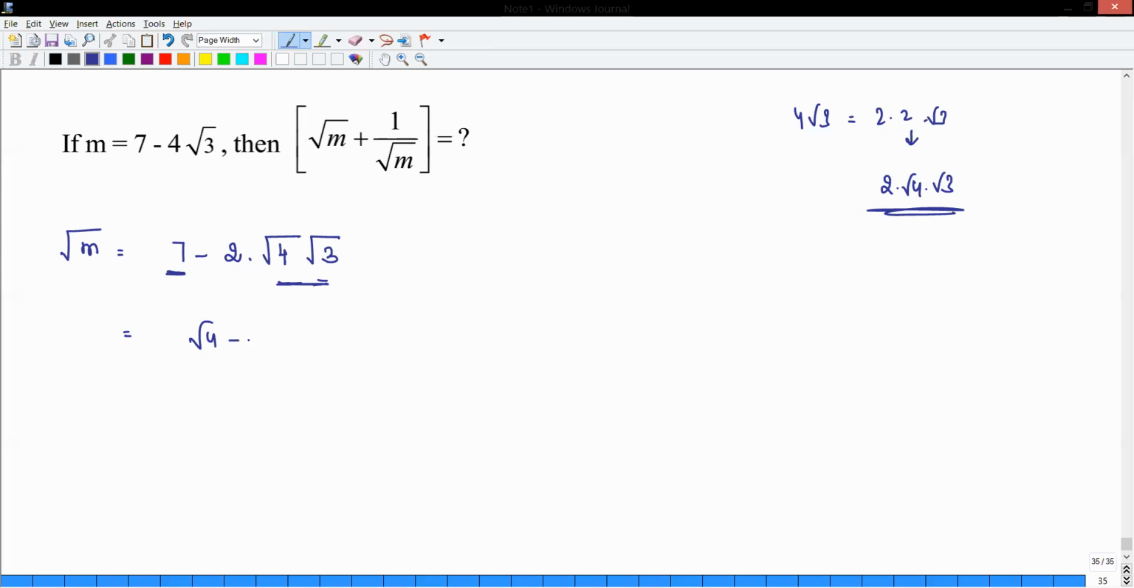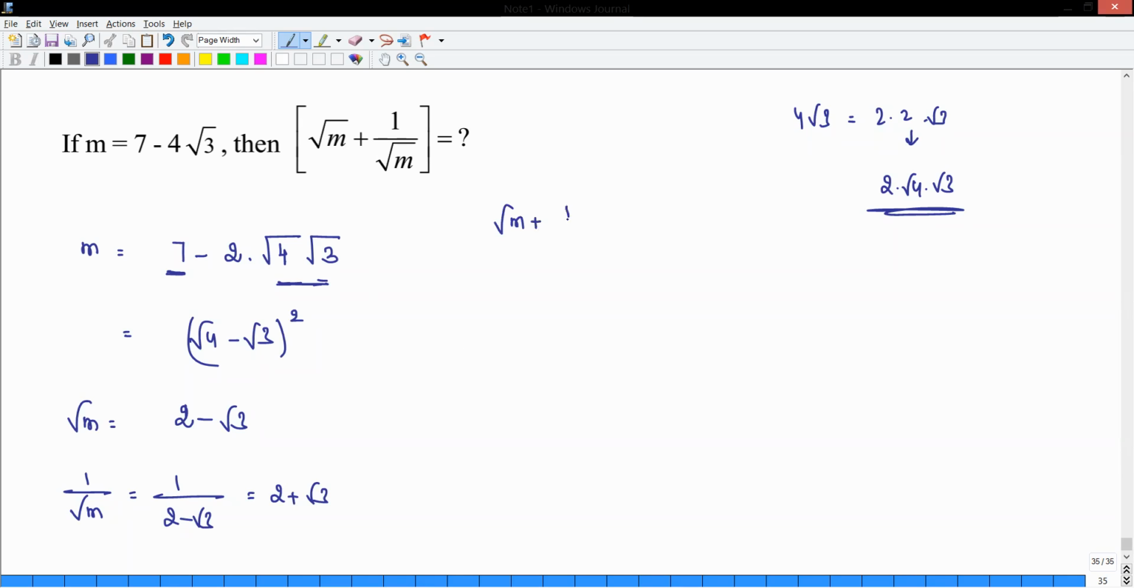Therefore, root of 4... This is m value. Then what is root of m? 2 minus root 3. What is 1 by root of m? 1 by 2 minus root 3 gives you 2 plus root 3. Add both of them: 2 plus 2, 4. This is one way of looking at this sum.